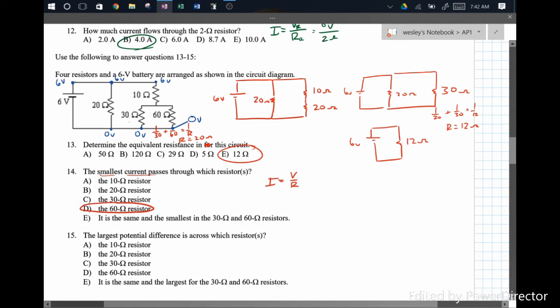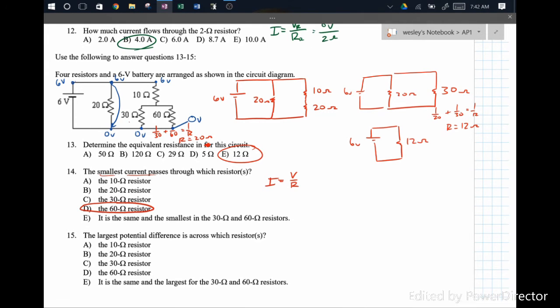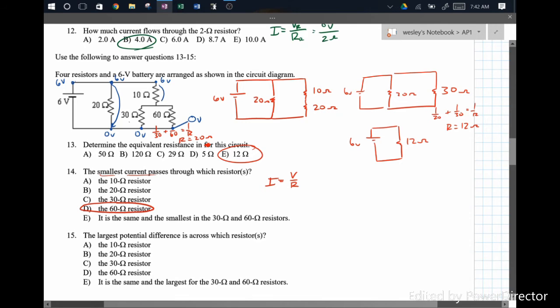So, from here to here, we drop all 6 volts. So there are 6 volts dropped across the 20 ohm resistor. I lose some, that's less than 6 volts, across the 10, and then an equal amount across the 30 and the 60. So, looking at it, the most potential difference is across the 20 ohm resistor.